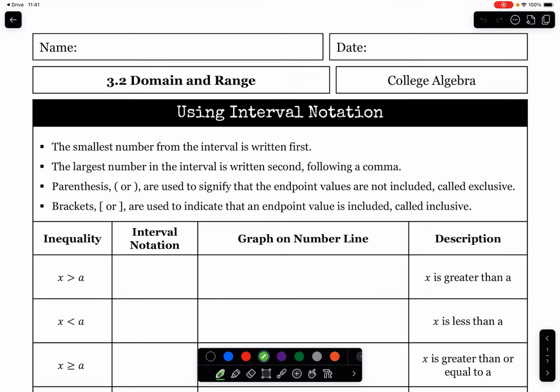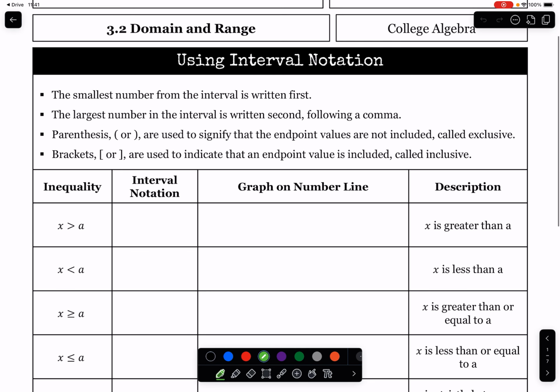In this video 3.2 titled Domain and Range, we're going to start by first reviewing the interval notation. Now recall that when it comes to using interval notation, the smaller number in the interval is always written first and the larger number is written second following a comma.